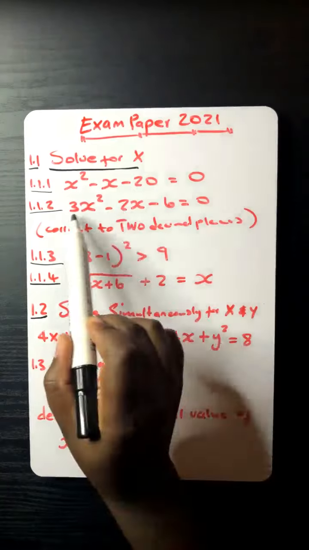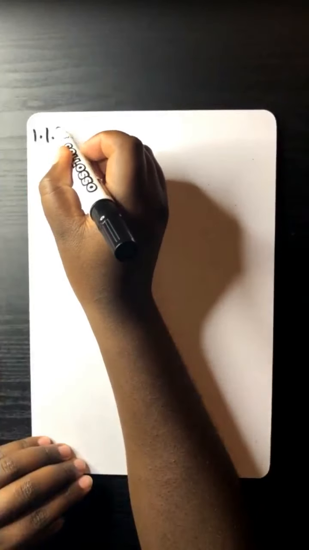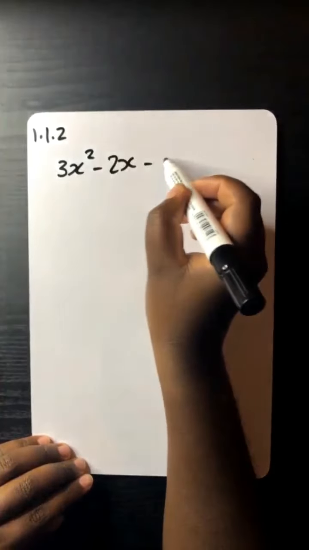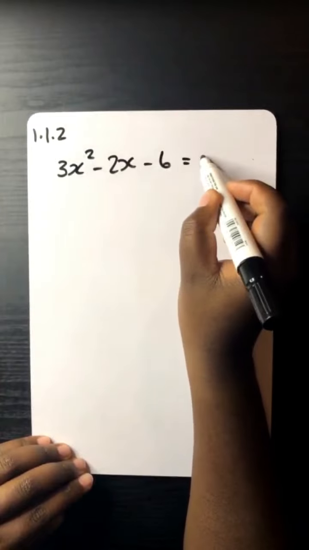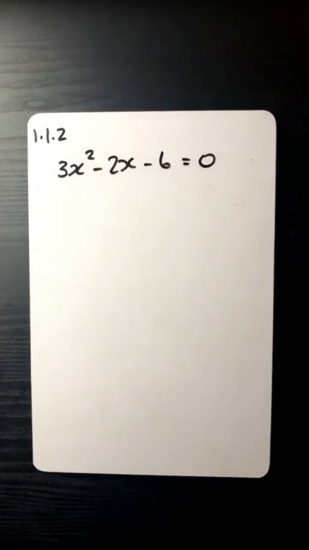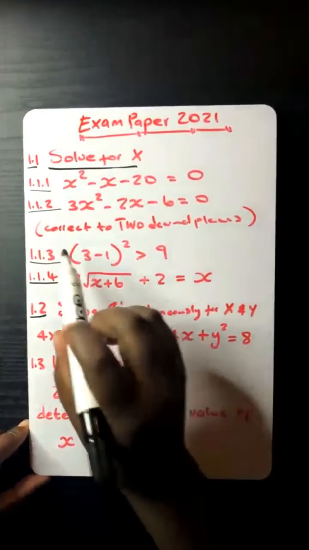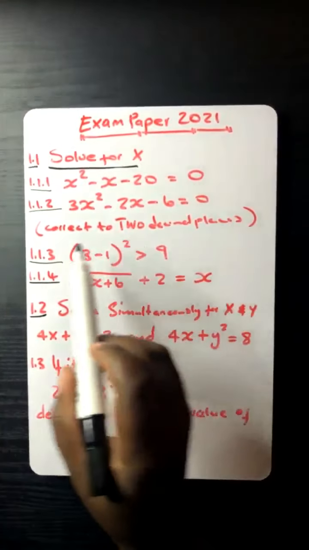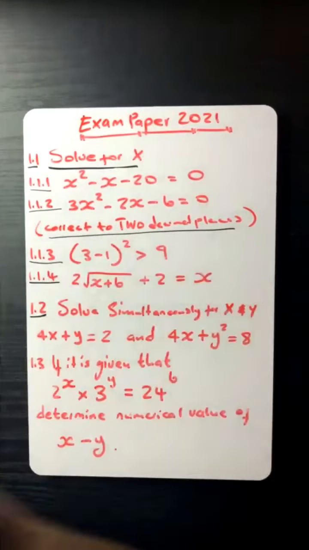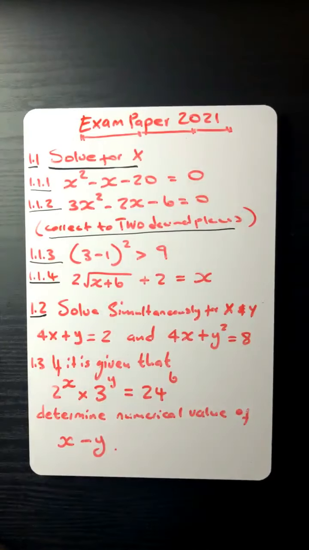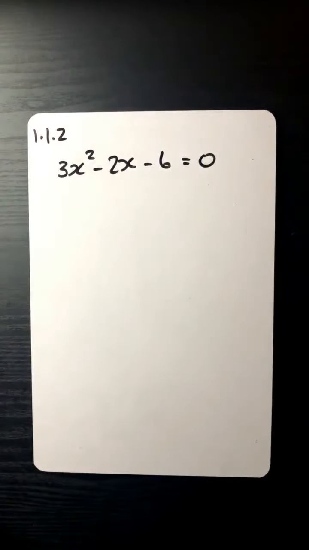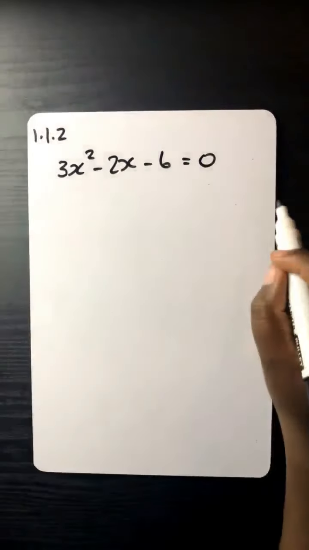So now let's move to the next question. The next question, which is 1.1.2, we've got 3x squared minus 2x minus 6, all of this equated to 0. Guys, with this type of question, remember they say correct to 2 decimal places. Massively important, ladies and gentlemen. If you're given this statement, it simply serves as a guide to you that you need to apply a quadratic formula. So we won't waste our time trying to find the factors for that quadratic equation.